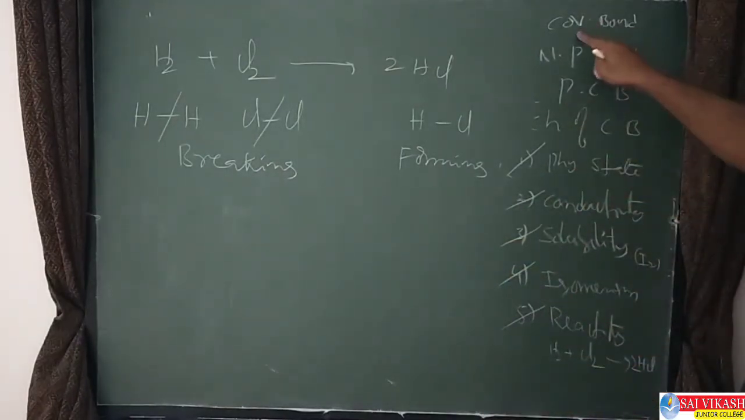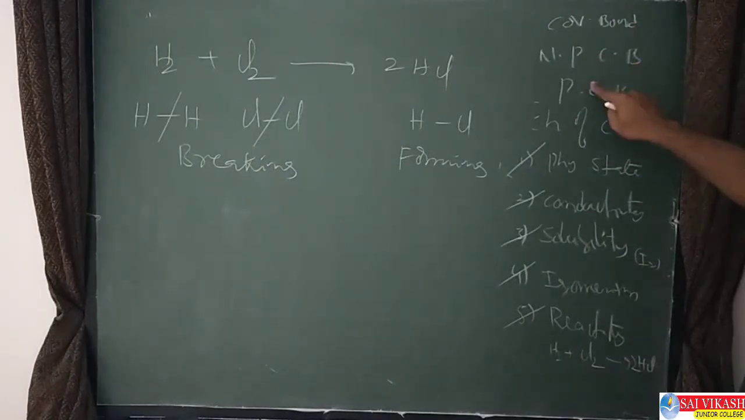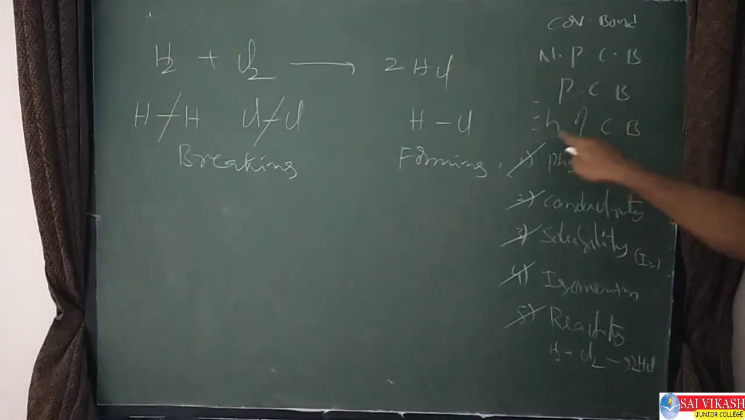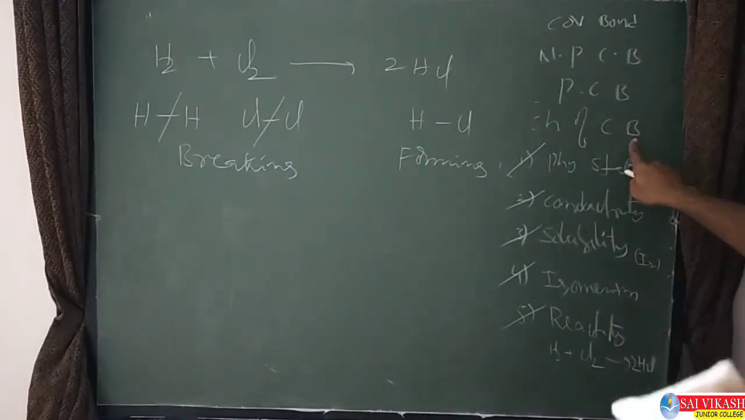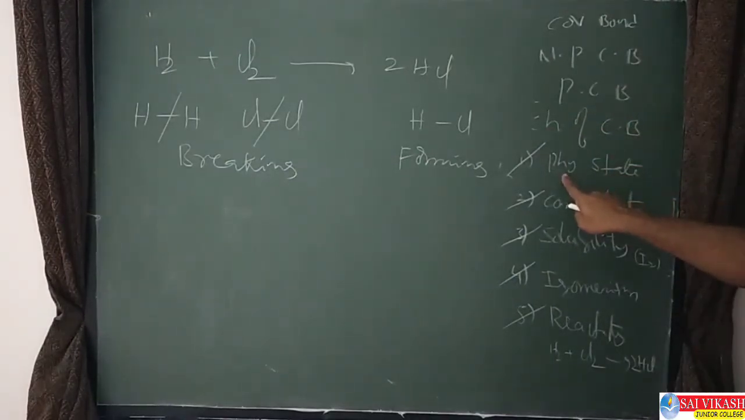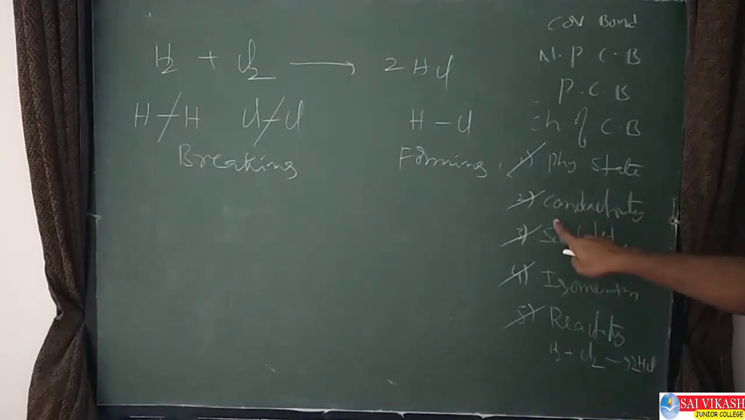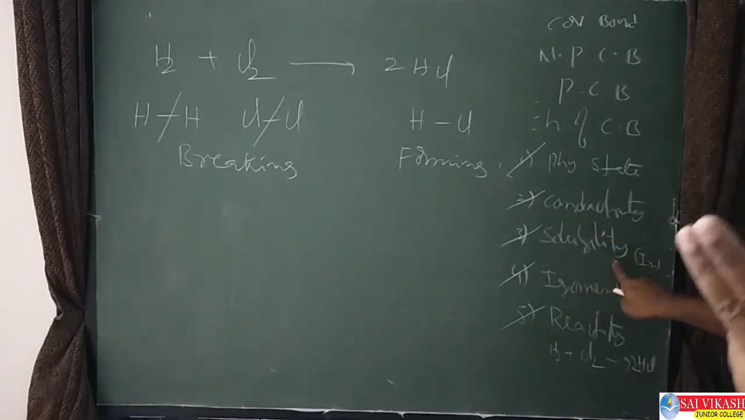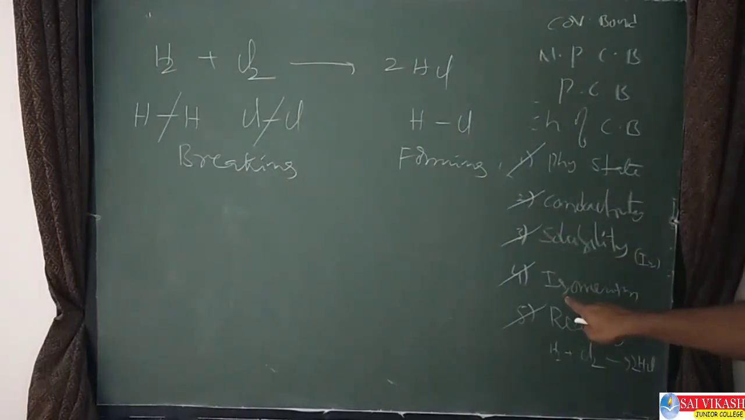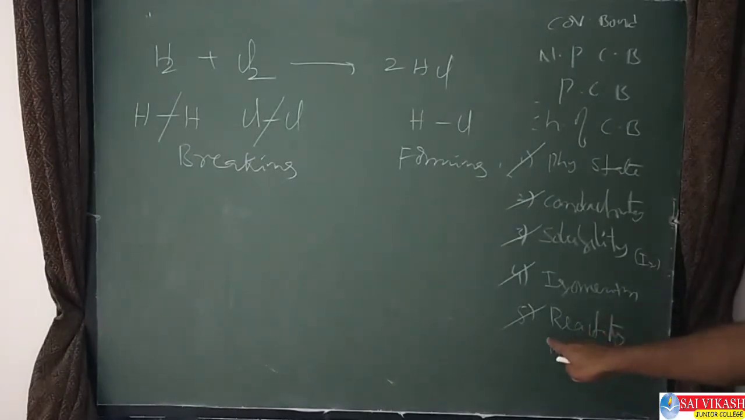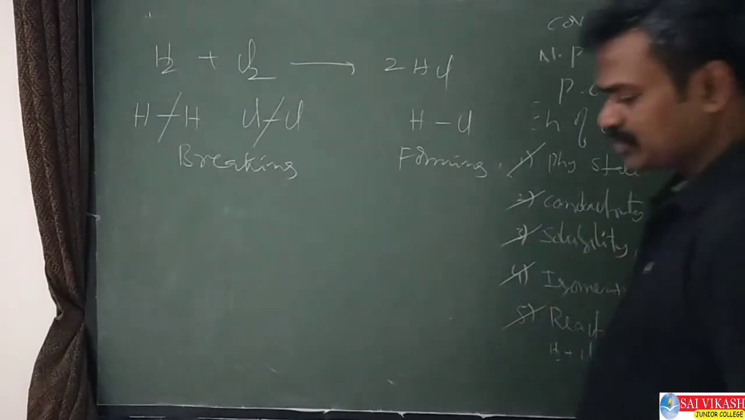So covalent bond means what? There are two types: non-polar covalent bond and polar covalent bond. The characteristic properties of covalent compounds are: number one, their physical states; number two, their conductivity; number three, their solubility; number four, their isomerism; and number five, their reactivity. So one important note I will tell you in the case of solubility.